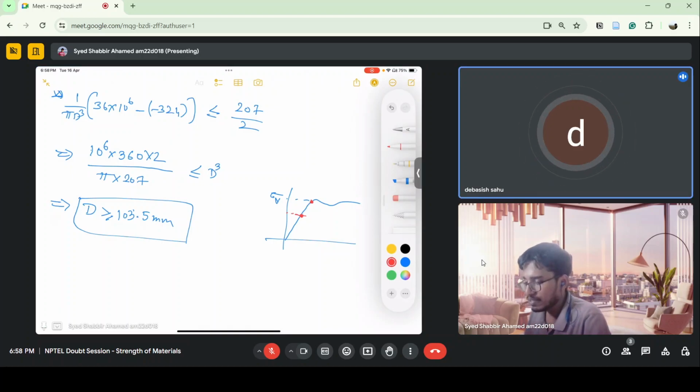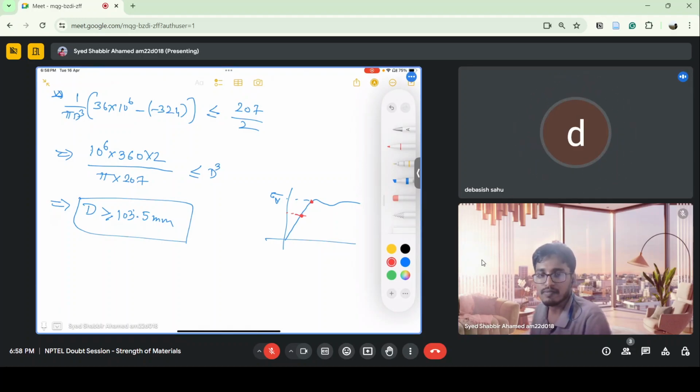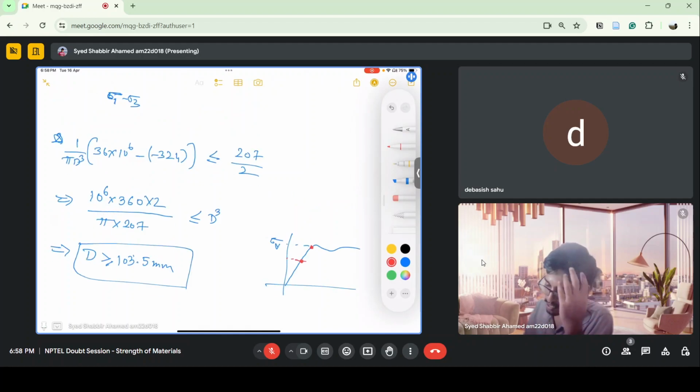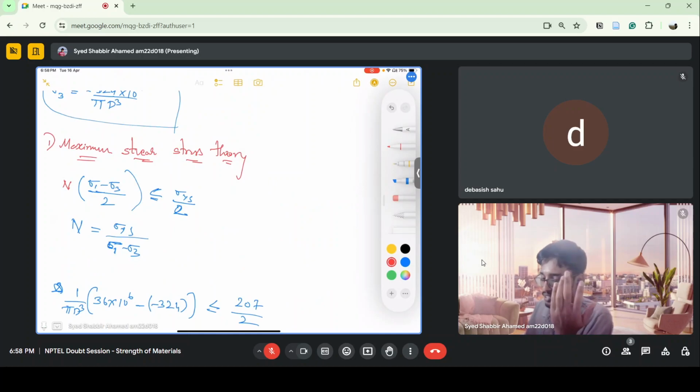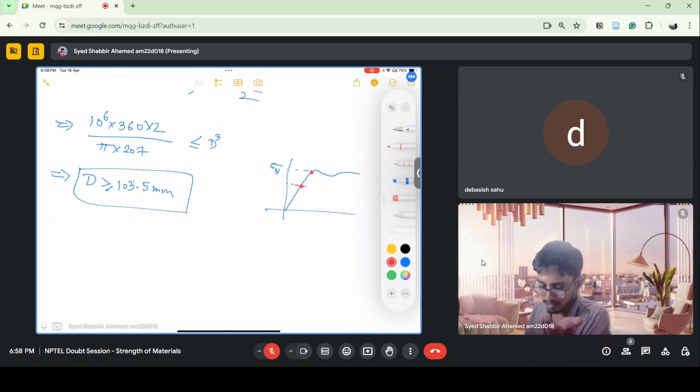Yeah. Sir, without factor of safety, the diameter is 82.109. Yeah. Okay. Then it's fine. So the diameter should be greater than this, so that we don't go beyond the permissible limits. So failure is avoided. This is how we do the design using the maximum shear stress theory.